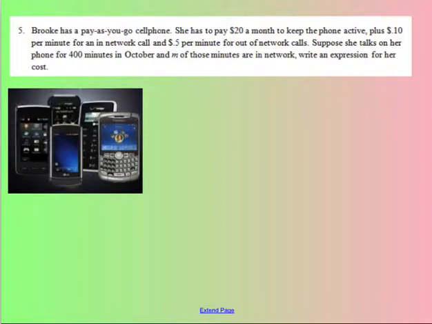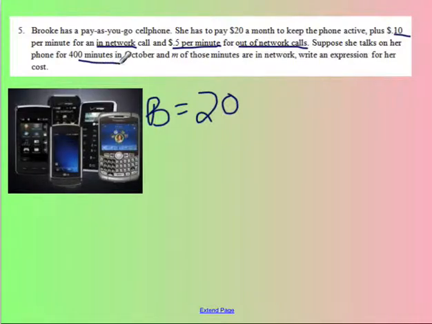Let's take a look at this one. This one's really similar. So Brooke has a pay-as-you-go cell phone. She has to pay $20 a month to keep the phone active. So no matter how much she uses it, she's paying $20. There's 10 cents per minute for in-network calls, 50 cents per minute for out-of-network calls. Suppose she talks on her phone for 400 minutes. So that 400 minutes is our total.